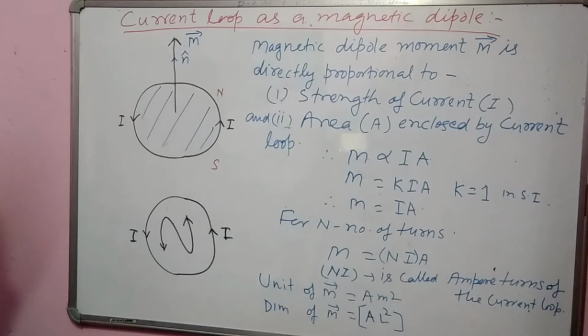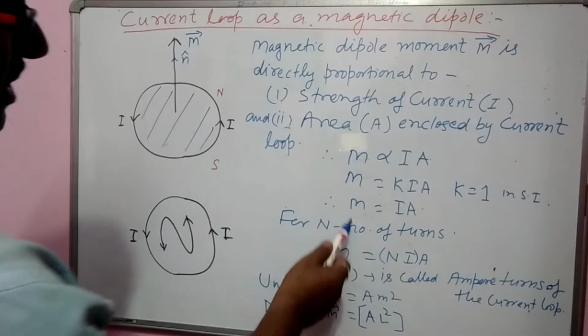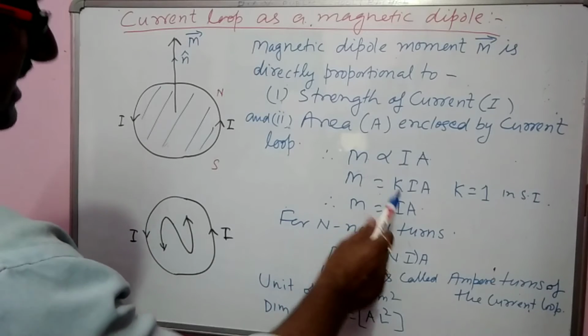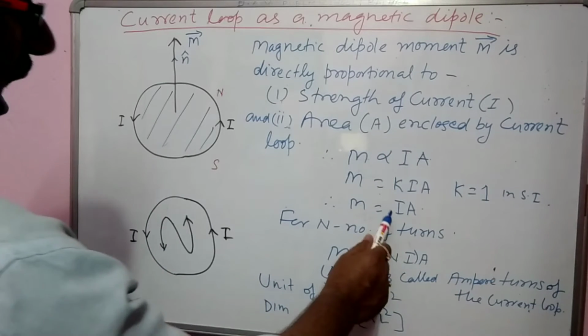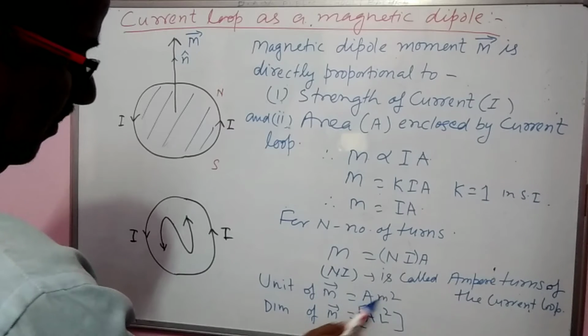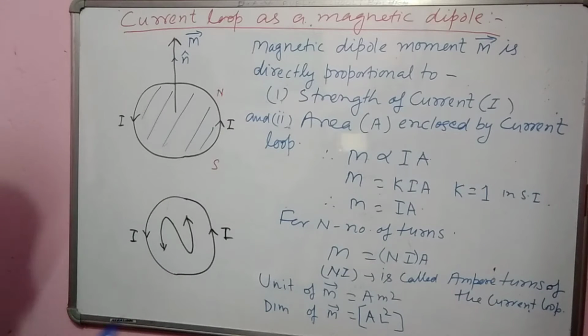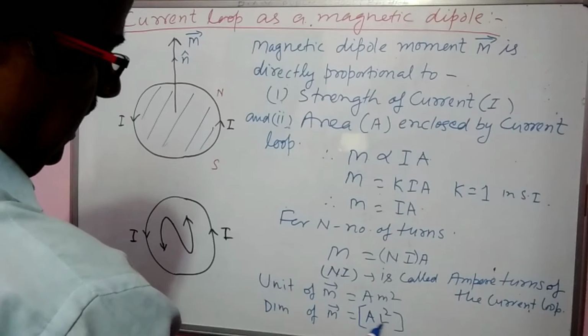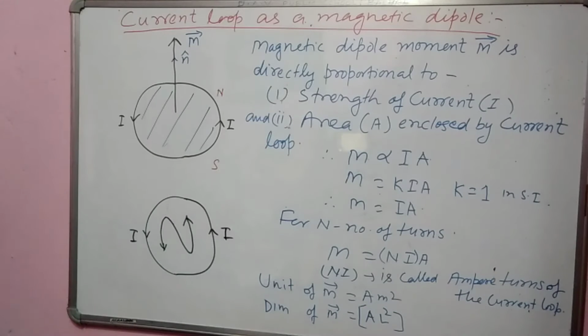Here NI is called as ampere turns of the current loop, and therefore unit of the magnetic dipole moment is decided with this formula. I has ampere and area has meter square, therefore ampere meter square will be the unit and dimension will be AL square. This will be the dimension.